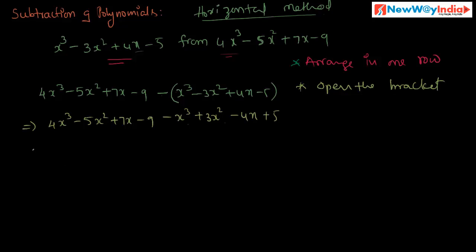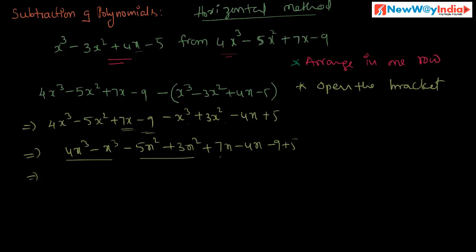Now add the like terms. What are the like terms here? 4x cube minus x cube. Rearrange the like terms together: minus 5x square plus 3x square, plus 7x minus 4x, minus 9 plus 5. What are the like terms here? These are the like terms.